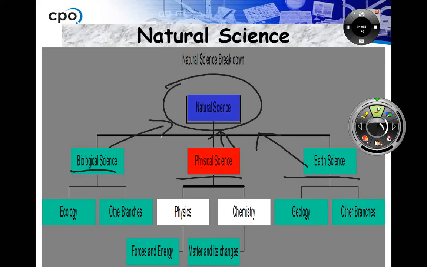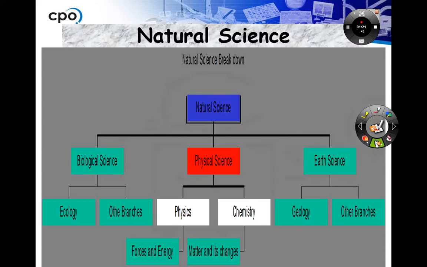You're in physical science class, and it's broken into 2 basic categories: physics and chemistry. And if we're going to break it down a bit further to give you more information, physics is force and energy, and chemistry is matter and its changes.